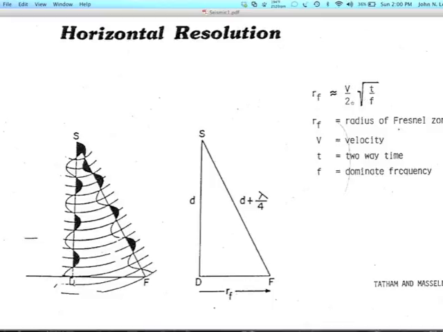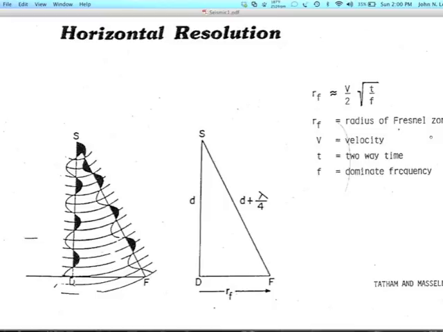And so velocity divided by 2 times the square root of the ratio of the two-way travel time to reflector, D, divided by the frequency. And that would be the dominant frequency of that Ricker wavelet. Okay, so R sub F is the radius of the Fresnel zone. And if two points are separated by less than that, we cannot distinguish them.